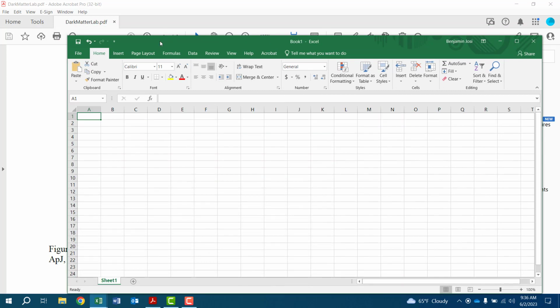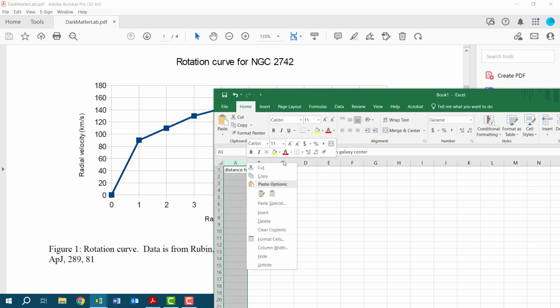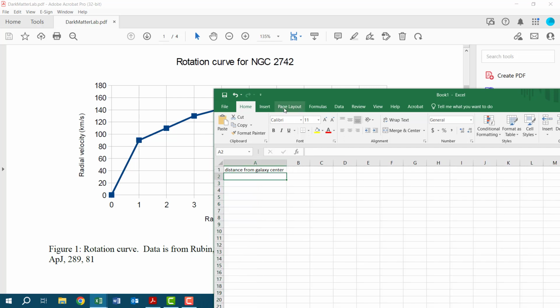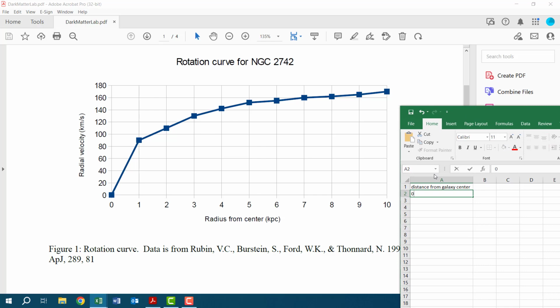We need to label some column headings. So first I'll start with distance from galaxy center. Stretch out this cell here. And I need numbers going from 0 to 10. So I'll start by entering the 0 manually, and then for the next row I'll say this radius equals the previous radius plus 1. And Excel is smart.